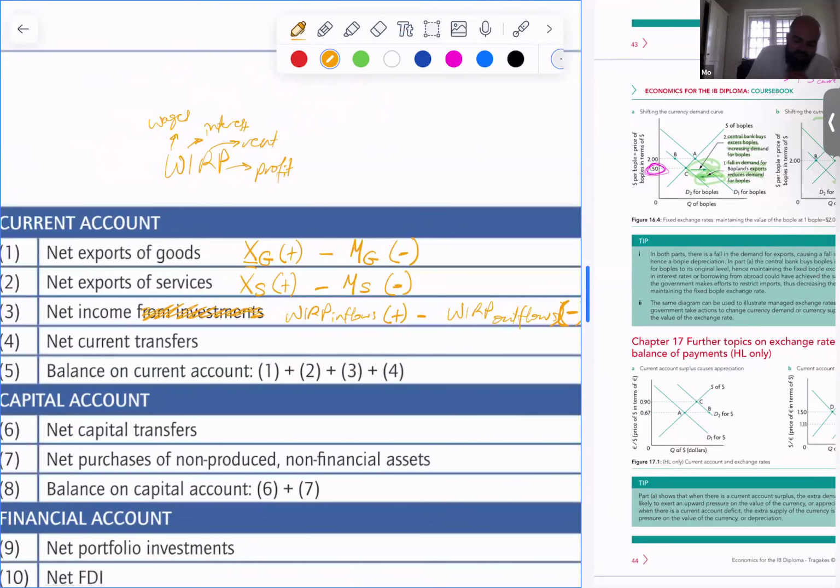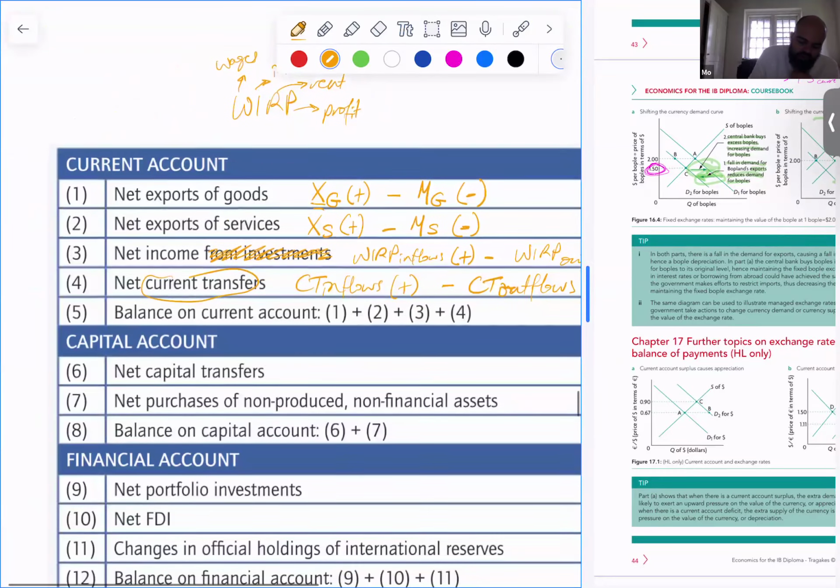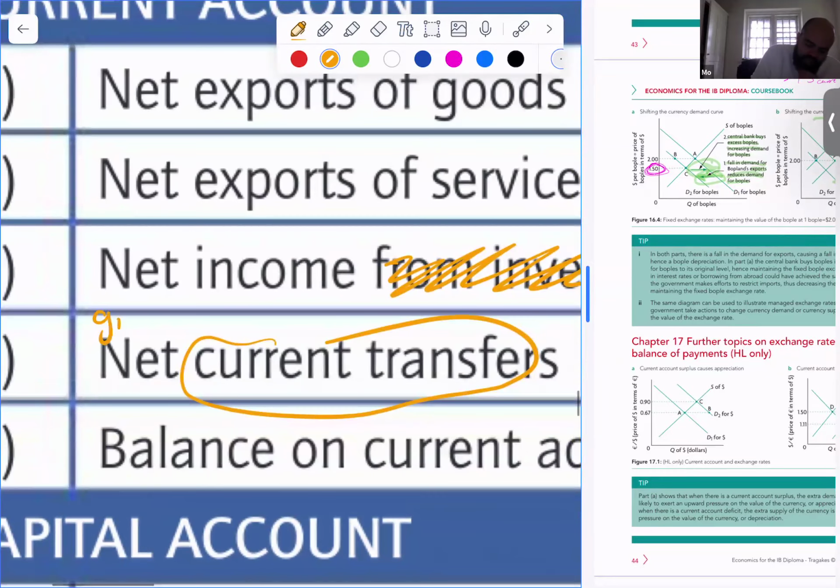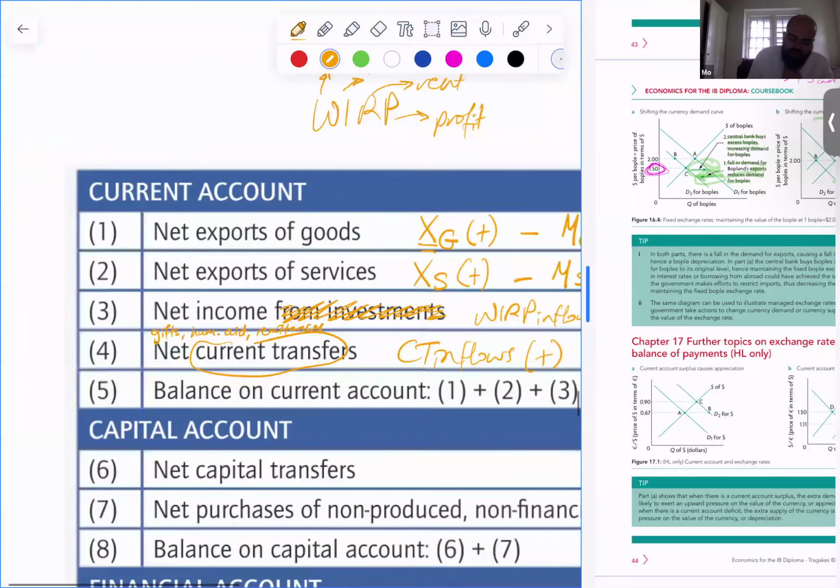Okay, and then net current transfers. Current transfer inflows are a credit, minus current transfer outflows are a debit. What are current transfers? Current transfers are things like gifts, any humanitarian aid, remittances. These are things that are given without expectation of anything in return. So say you receive a gift from a foreign nation, humanitarian aid, remittances, these all fall under current transfers.